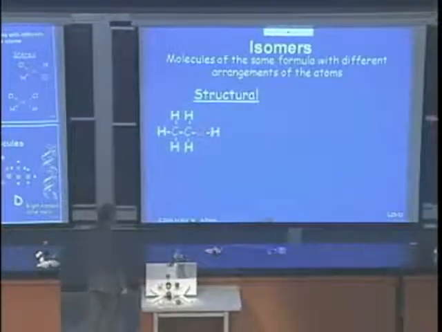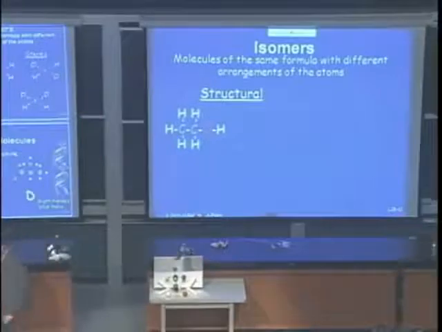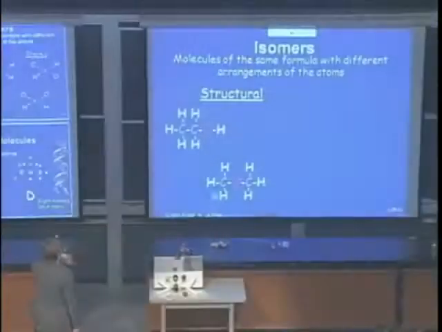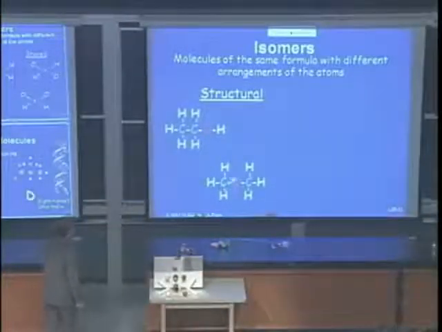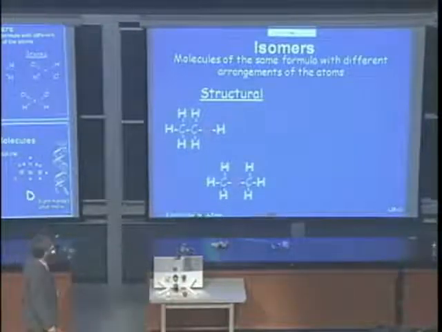But there's a structural isomer which has exactly the same molecular mass, the same atoms, but it's a totally different compound. This is called dimethyl ether. Any compound that's a carbon and oxygen and carbon, it's called an ether, dimethyl ether.